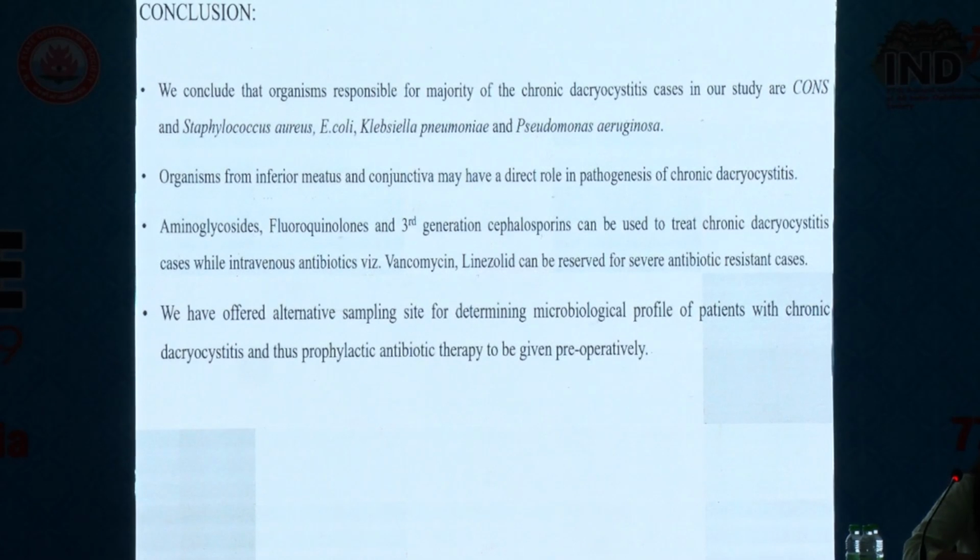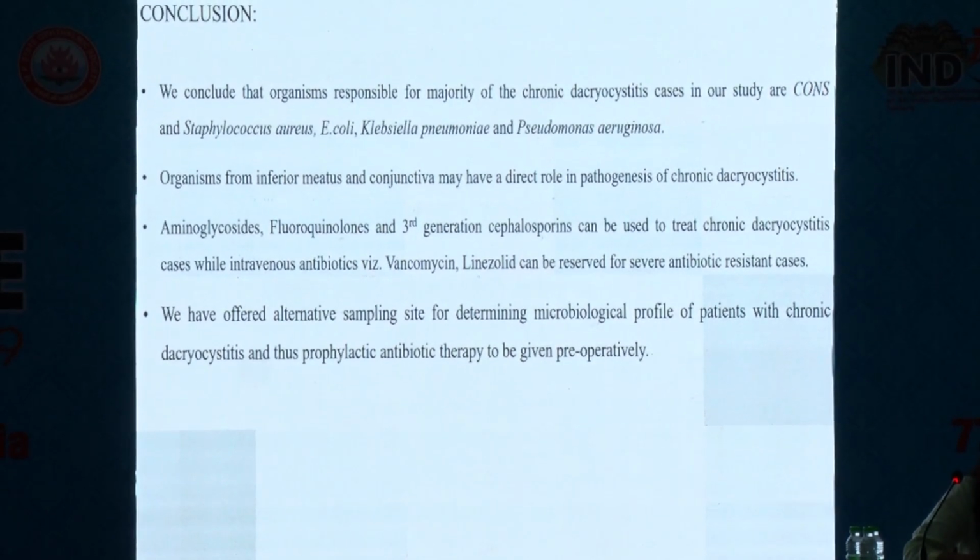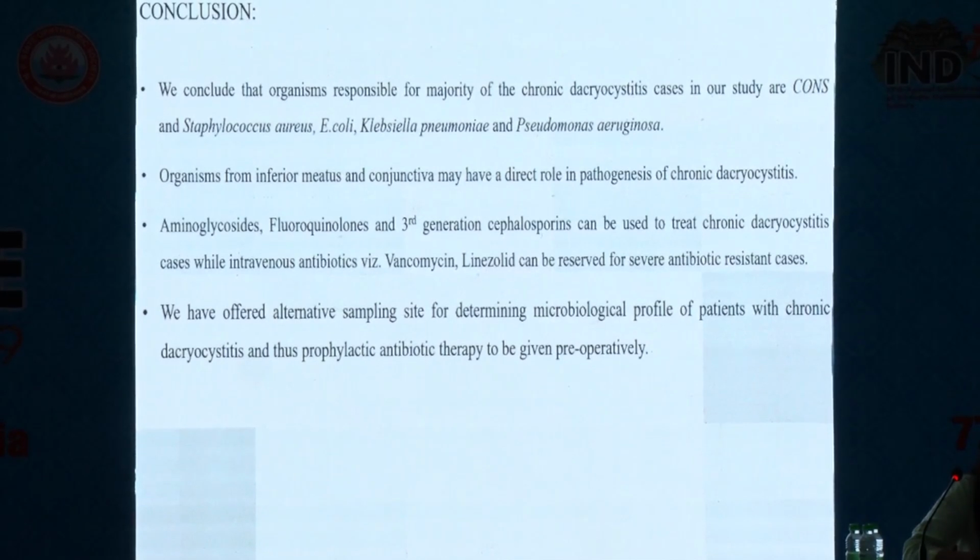So we conclude that organisms responsible for the majority of the cases were CONS, Staph aureus, Klebsiella, Pseudomonas, and E. coli, and the inferior meatus and conjunctiva may have a direct role in the pathogenesis of chronic dacryocystitis. Common antibiotics can be given, while vancomycin and linezolid can be reserved for severe resistant cases, and we have offered an alternative sampling site for determining the microbiological profile of patients with chronic dacryocystitis, and thus prophylactic antibiotic therapy to be given preoperatively.